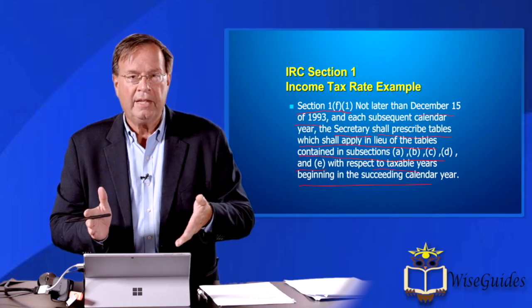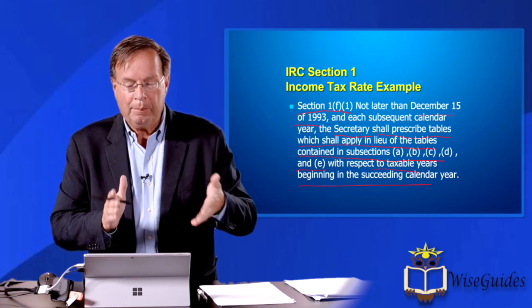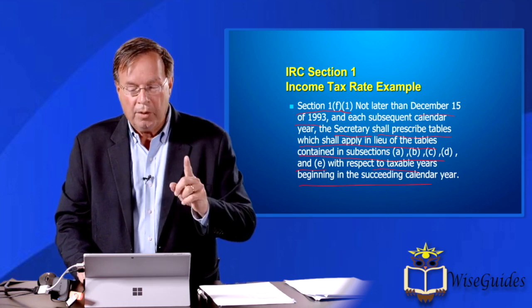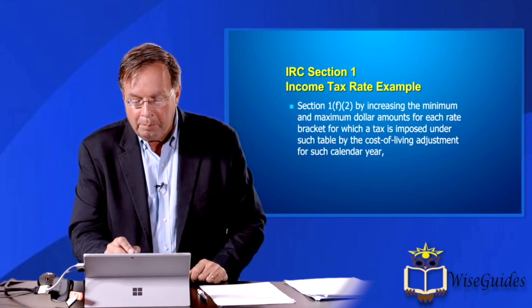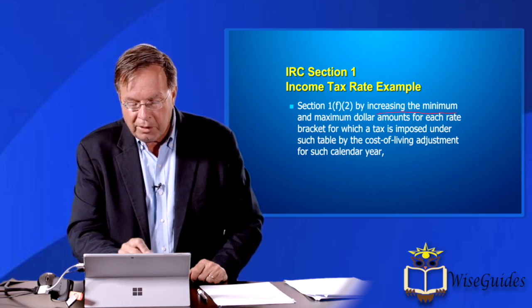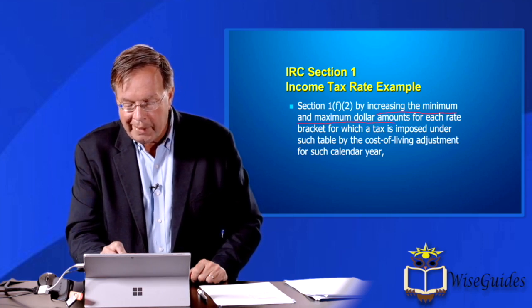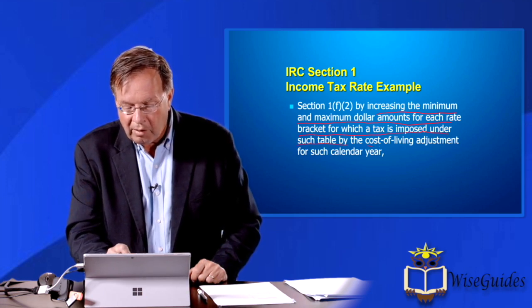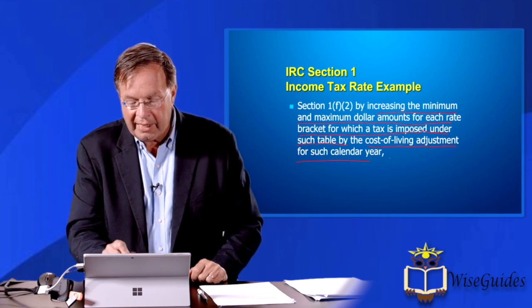But what they're saying is that you have to go through and set up these tables under subsection F of the Internal Revenue Code. But it goes on to say, by increasing, and this is our part, by increasing the minimum and maximum dollar amounts for each rate bracket for which the tax is imposed, under such table by what? By cost of living adjustment for such calendar year.